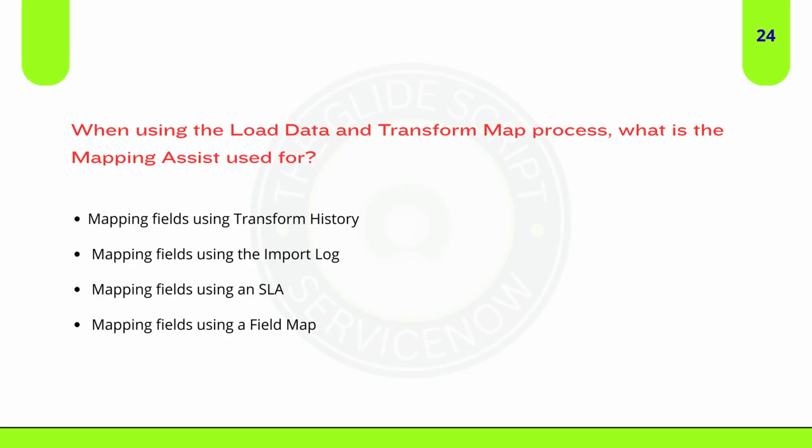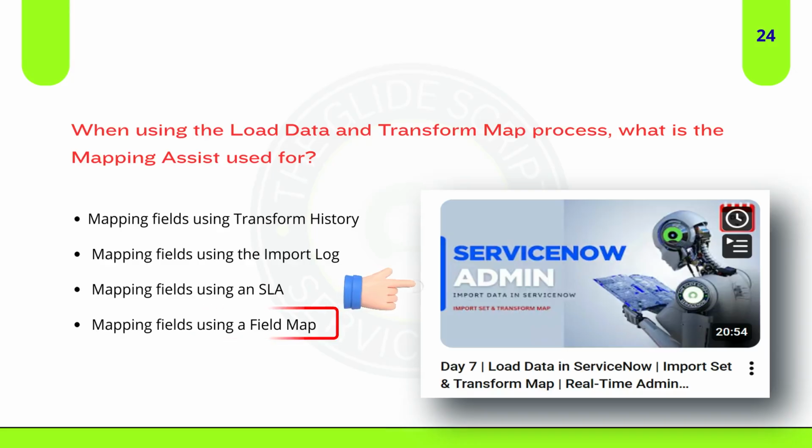Next, when using the load data and transform map processes, what is the mapping assist used for? So the answer is mapping fields using a field map. You can watch my video of the load data. I will give the link in the description. So this concept will be very clear.